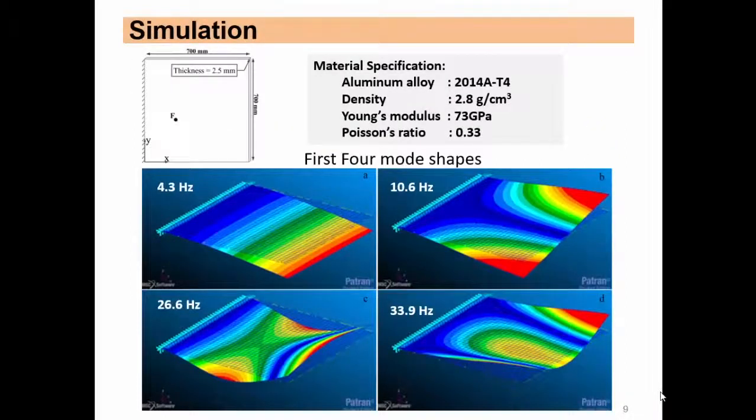In this particular paper, we have selected one aluminum plate of 700 mm by 700 mm size and 2.5 mm thickness, and these are the material characteristics. The first four mode shapes of this aluminum plate are shown. In this plate we fixed one end like a cantilever and excited it. So these are the first four mode shapes.